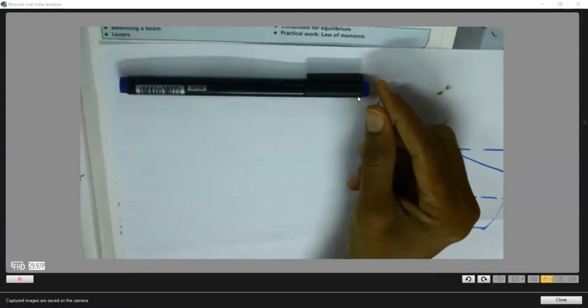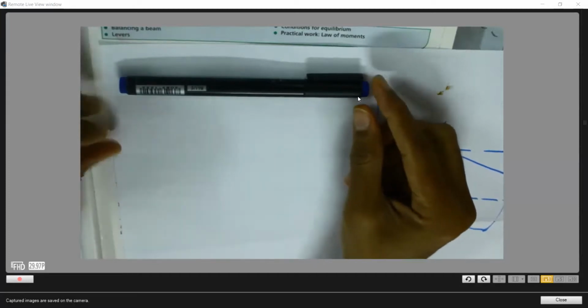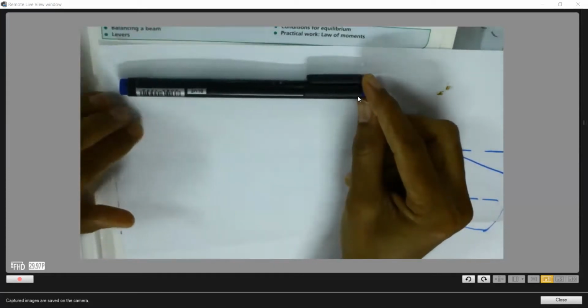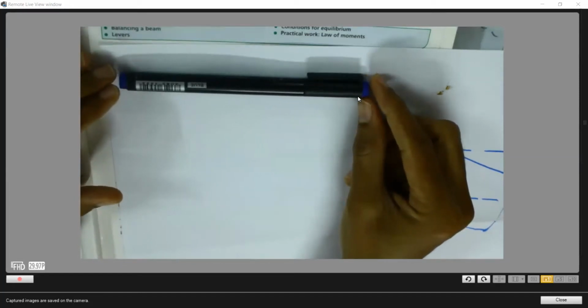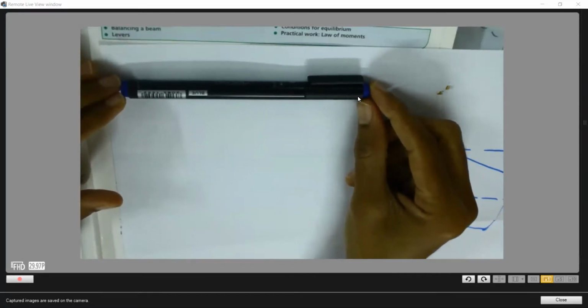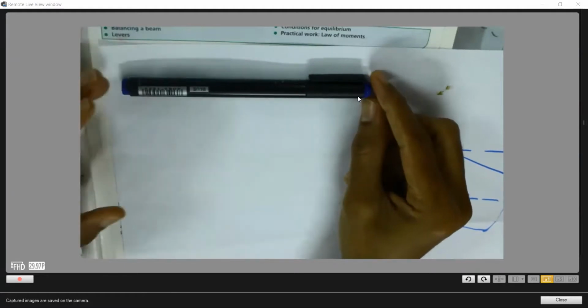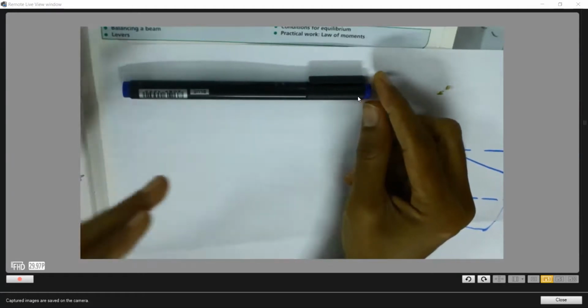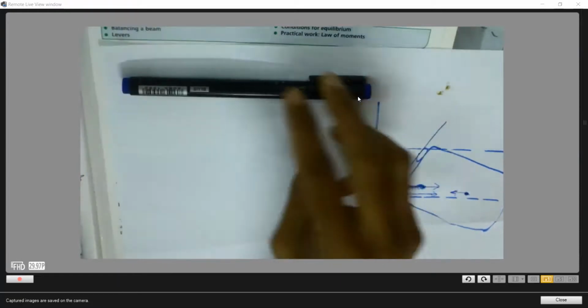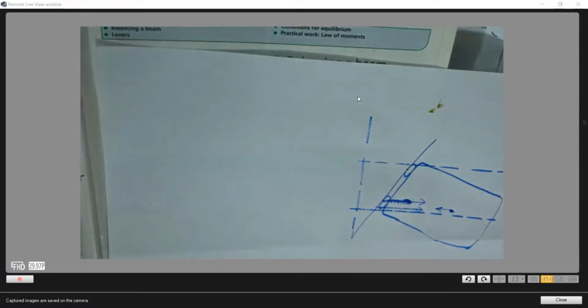And remember the turning effect of a force is always about this pivot. What do I mean by about this pivot? Meaning that, as Zainab just mentioned, the turning effect of a force is the product of the magnitude of the force and the perpendicular distance between that force and the pivot. Okay, between that force and the pivot. And when I say perpendicular, I underline it. I emphasize the fact that it should be perpendicular.